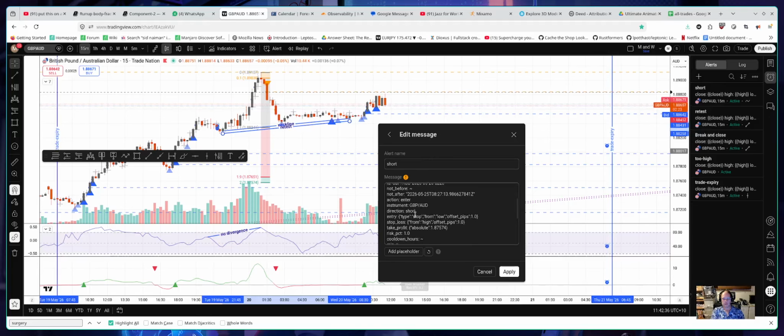It'll put the entry at the bottom of the candle minus 1 pip, the stop loss at the top of the candle plus 1 pip, the take profit is absolute, which is down here, 187.574, and risk 1% of the account.